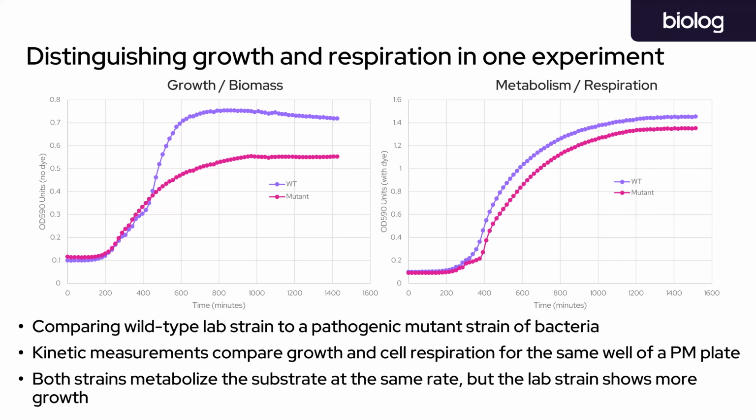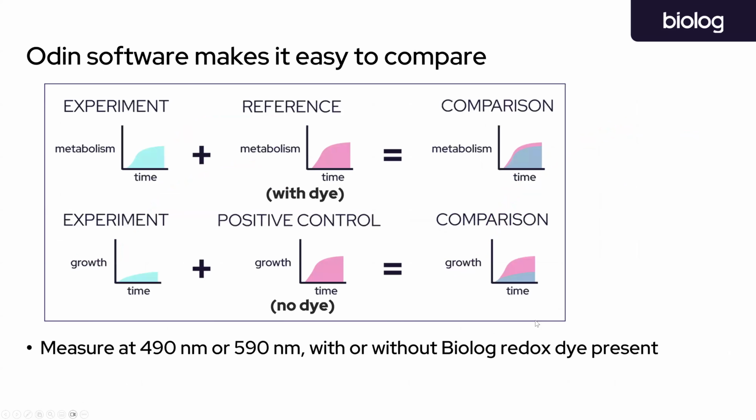There are studies done in fungi that show that different cell phases can actually have different metabolic profiles, even though they show the same doubling time. So this is a nice way that you can really separate these two things and look at both in the same experiment. And when you're trying to make a comparison like this, Odin software actually makes it even easier for you. You can just tell the software which sample is your reference sample, which in this case would be our wild type, lab strain of E. coli, and then which sample is your test or experimental sample, which would be the mutant strain.